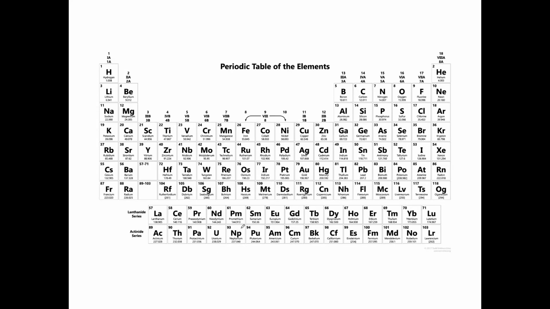So if we take a look at this periodic table, here's mercury. It is a liquid. Bromine is a liquid. Iodine is a solid. So this is a solid. This is a liquid. This is a liquid.